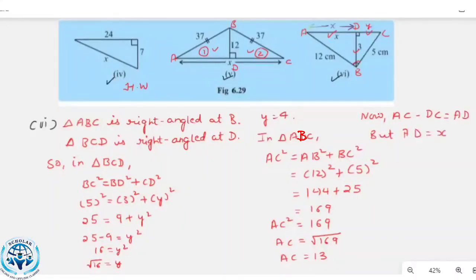Now we will subtract DC from AC to get the value of AD, which is equal to x. The value of AC is 13 and the value of DC is equal to y, and y is equal to 4. So we will subtract 4 from 13 and we will get the value of x or AD, which is equal to 9. So the answer of this question is 9 centimeter.